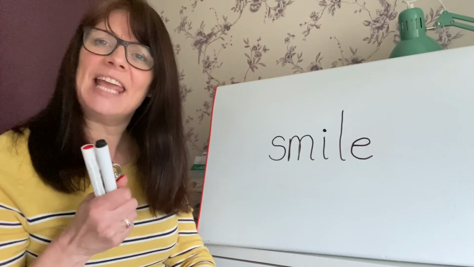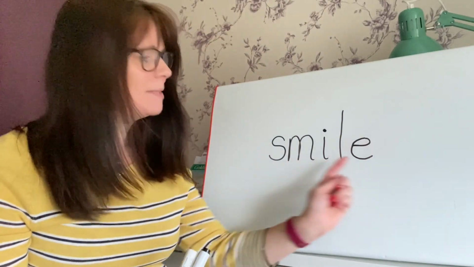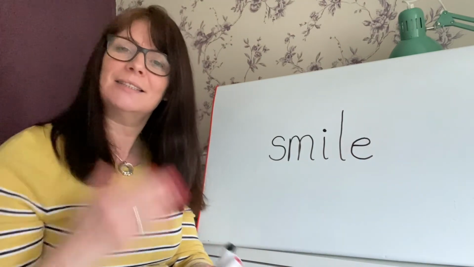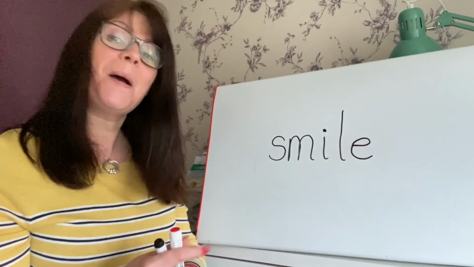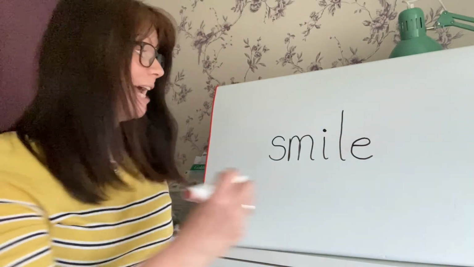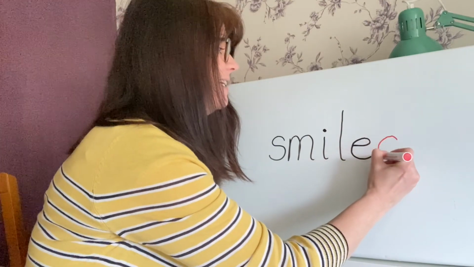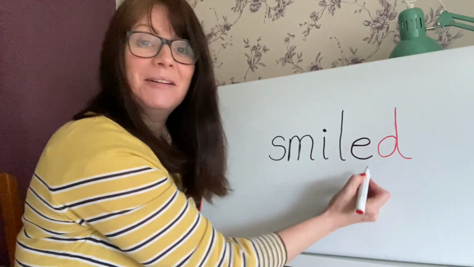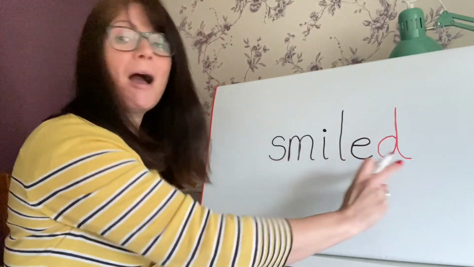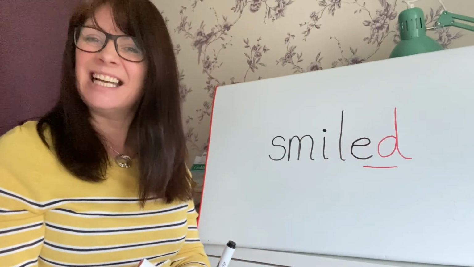But let's think about the ed rule. Let's turn the word smile into past tense. What do I have to do? The word smile ends in an E. So, to make smile past tense, all I have to do is add a D, because the E's already there. Smiled. I smiled all day yesterday. It was Sunday.